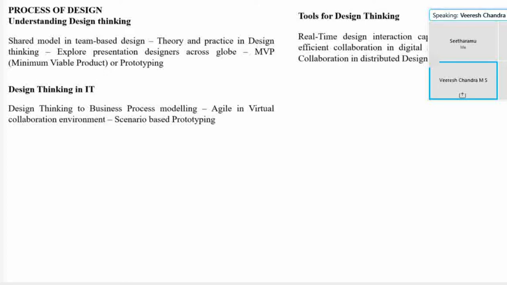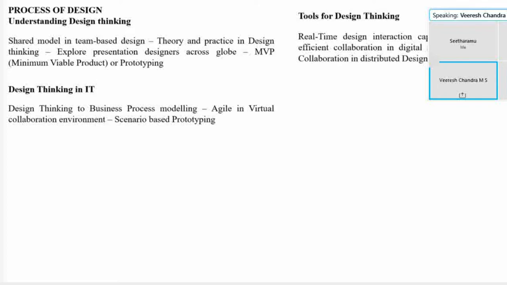So how exactly does virtual collaboration happen? I have given a case study here. I have taken a paper and explained what exactly the scenario must be in order to get the virtual collaboration environment. Agile, I'll explain it to you. Agile is actually a very simple and beautiful thing.